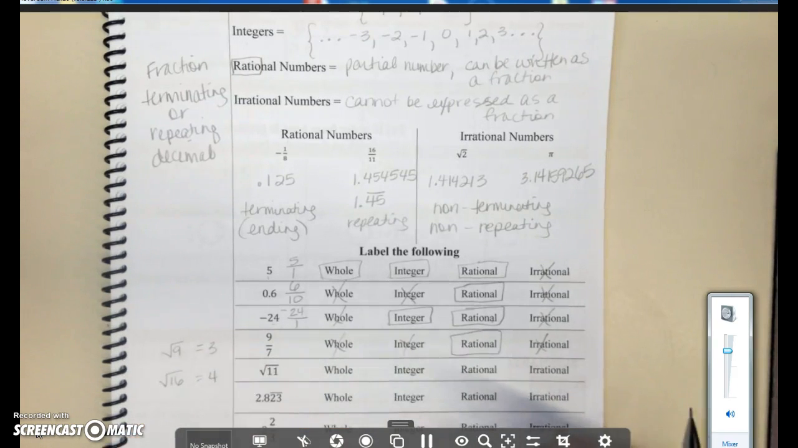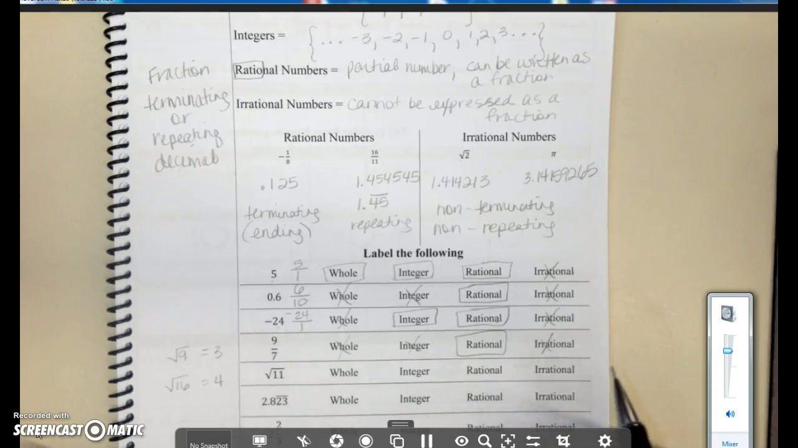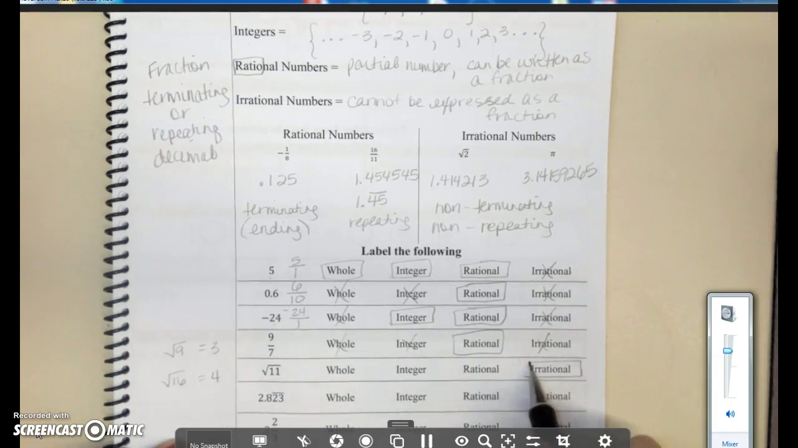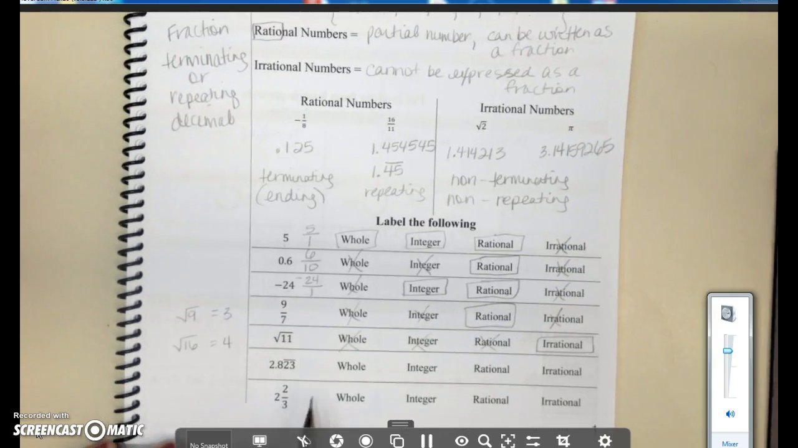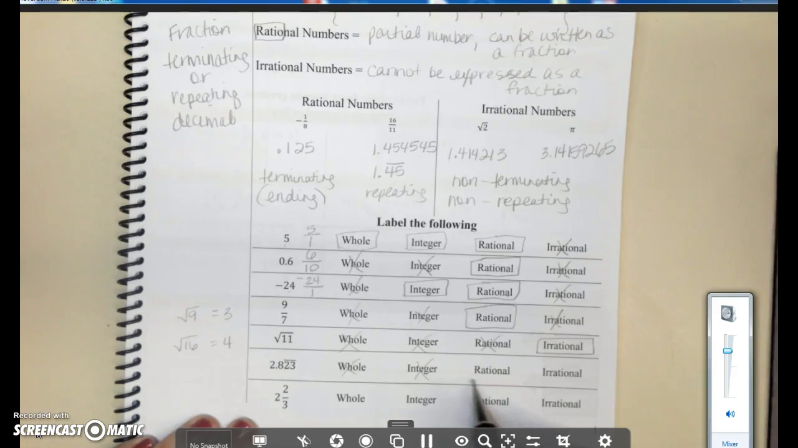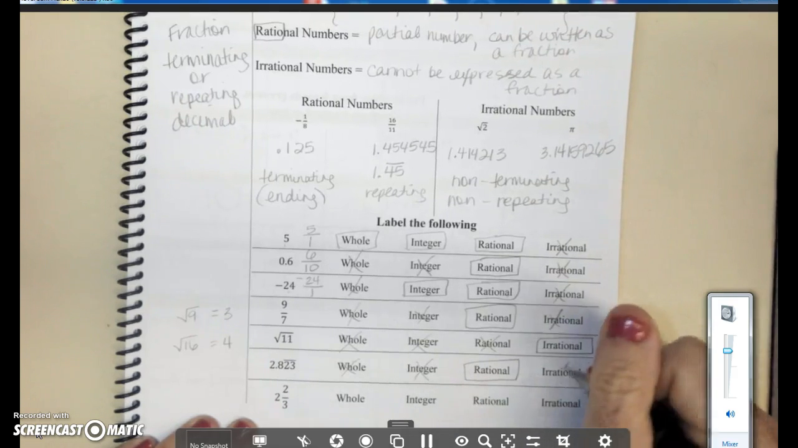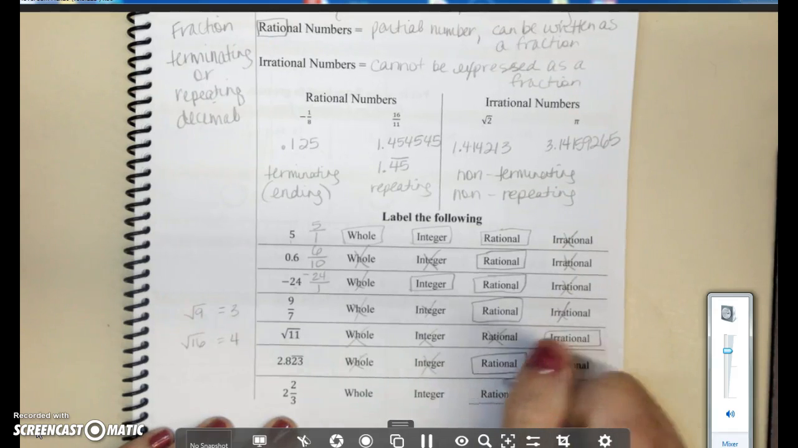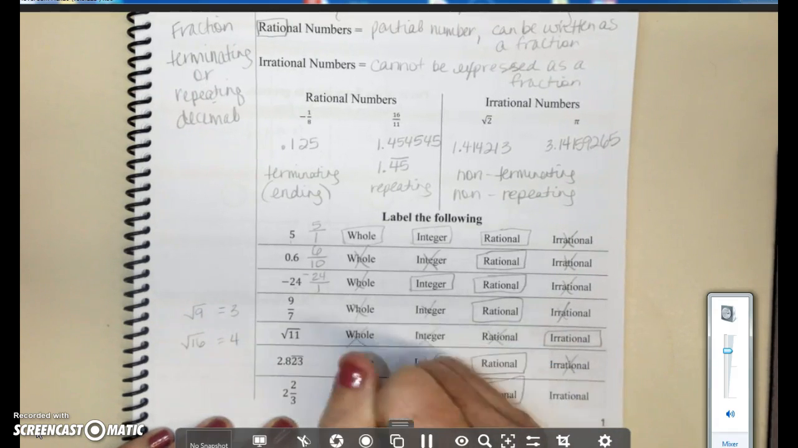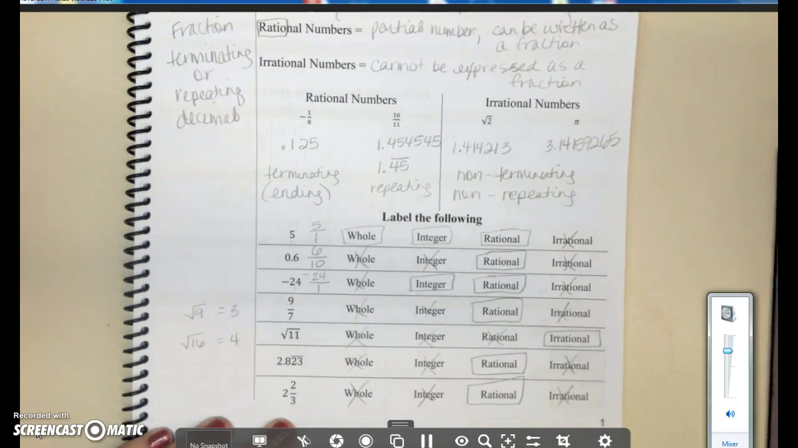It's somewhere between 3 and 4, but we have no idea what that number is just off the top of our head. So it's definitely an irrational number. We can't write that as a fraction. It's definitely not an integer and not a whole number. Okay, 2.823 with the 2, 3 repeating. We know it's not a whole number, not an integer, but it is rational because it's a repeating decimal. And then 2 2/3, definitely rational because it's a fraction. Not a whole number, not an integer, and not irrational.